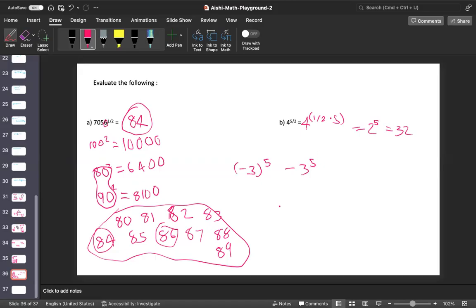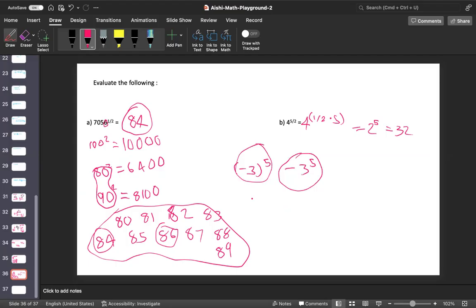I'll give you the answer. Yes, they are. Since 5 is an odd number, for the first one, negative 3 to the power of 5, we have negative 3 times negative 3 times negative 3 times negative 3 times negative 3, which is surprisingly equal to negative 3 to the power of 5, which is the second one.